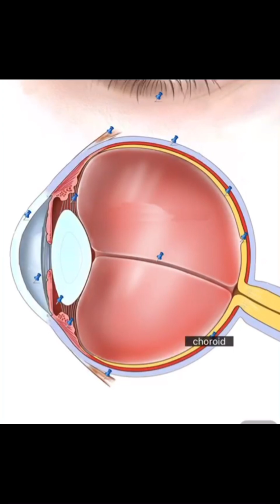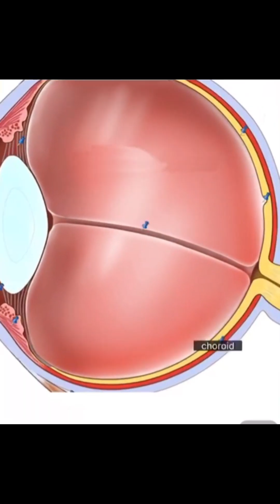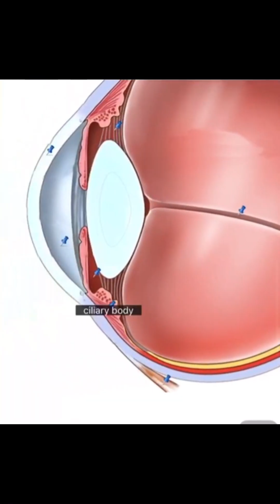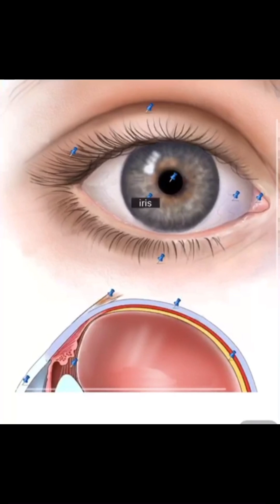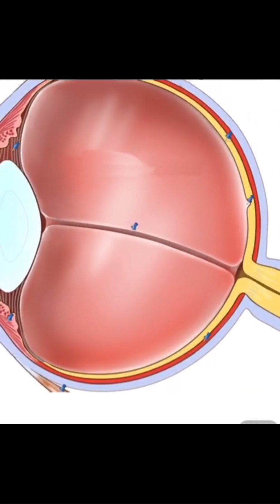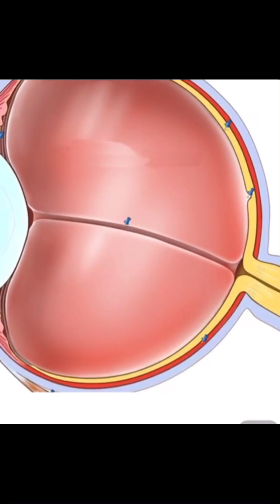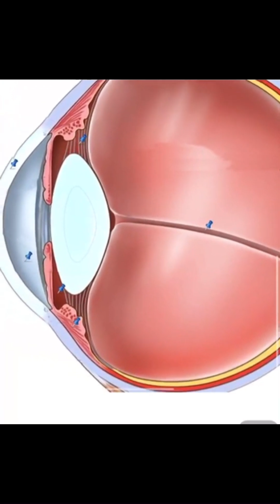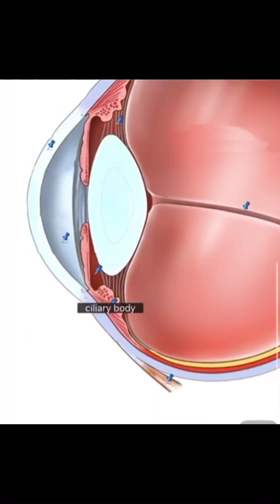The middle vascular layer consists of the choroid, ciliary body, and iris. The choroid is the posterior part, on the inner surface of the sclera, and it is rich in blood and blood vessels, so that's why it is chocolate brown in color. Anteriorly it continues into the ciliary body.